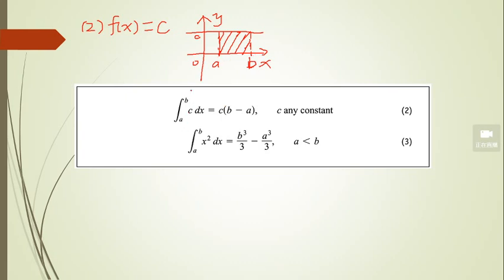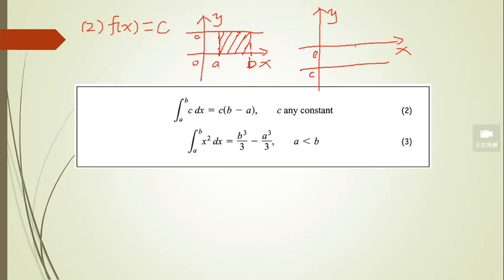From here we can tell usually b, the upper limit, is greater than the lower limit a, right? So it's the area of a rectangle. Especially in the second case, when the function is a constant, then the area is c times b minus a. And it doesn't matter when your c is a negative number, okay?